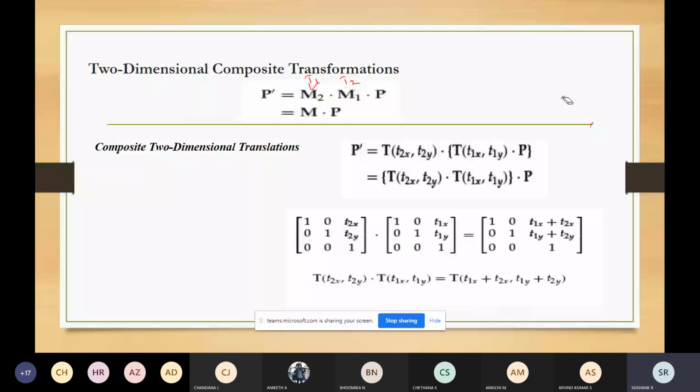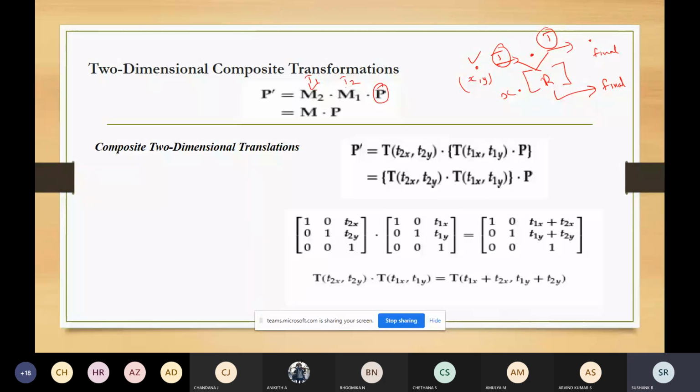So multiplying the translations, instead of applying the translation on this initial point to get an intermediate coordinate, and again applying the translation to get the final point. So instead of doing two separate translations on an initial point, you'll first find the product, you'll first multiply these translations, and then you'll apply the result on the initial point to get the final translation. So that is what composite means, multiple.